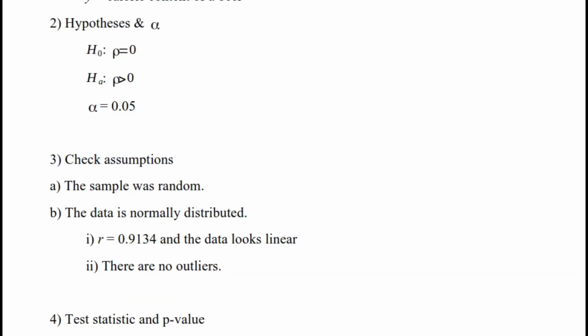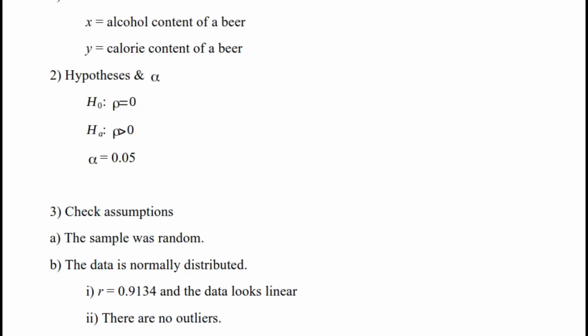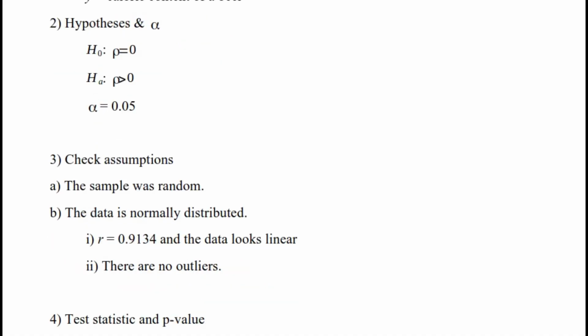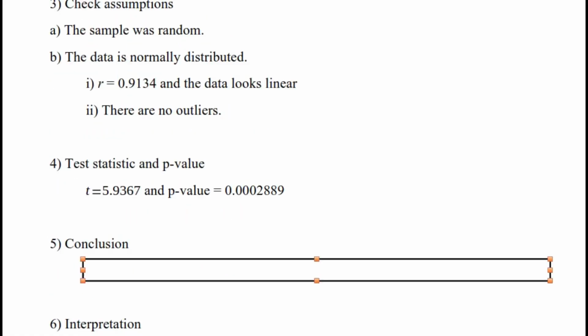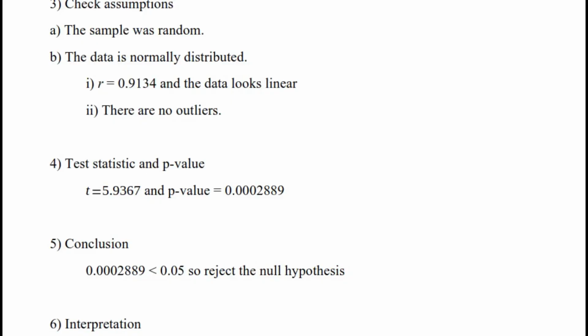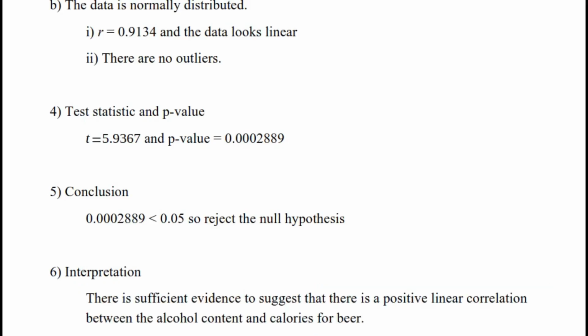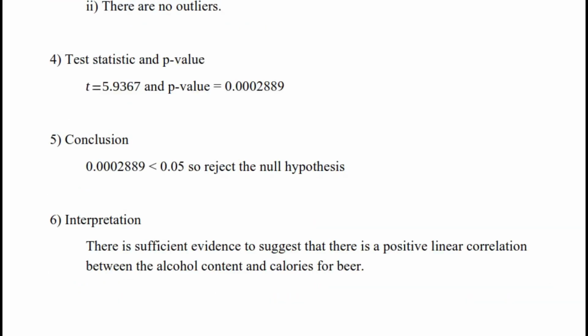That gives us our conclusion. Remember that the level of significance was 5%, so we're comparing alpha to our p value. And when we do that, we see that the p value is less than alpha. I rounded that to 4 decimal places. So we can reject the null hypothesis. That means that there is sufficient evidence to suggest that there is a positive linear correlation between the alcohol content and the calories for the beers that we studied.